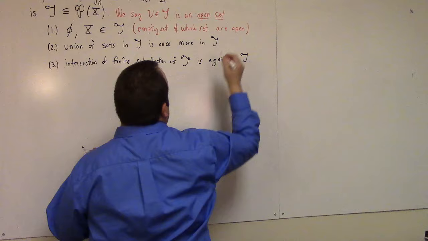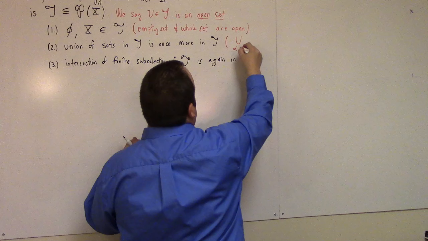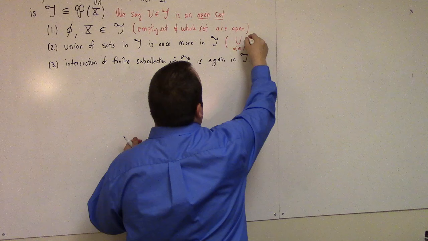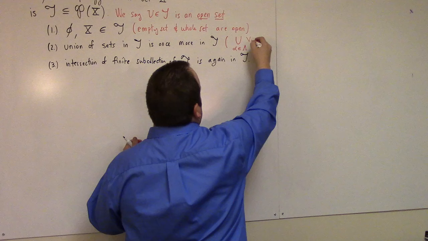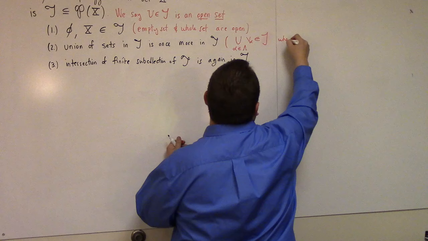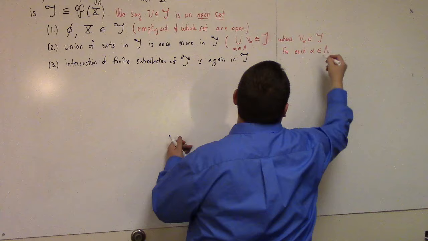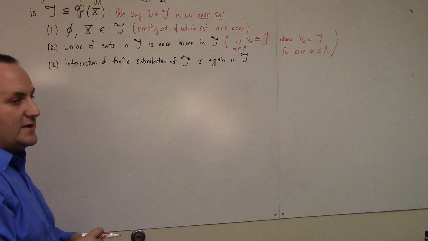Two says the union over, say, alpha in lambda, let's say, I'll try not to use U again, I'll say V sub alpha, is an element of the topology, where V alpha is an element of the topology for each alpha in lambda. Now, what I'm trying to get across to you is, why don't you just write, say, the union from i equals 1 to infinity? Right?